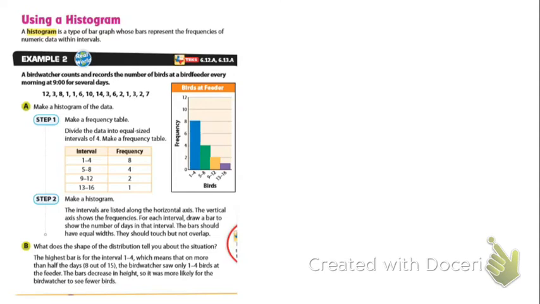Okay, so looking at the table, ladies and gents, they're telling us to divide the data into equal sized intervals of 4. Make a frequency table. So what that means, ladies and gentlemen, in this case, how many times was there 1, 2, 3, or 4 birds, which means 1 through 4.